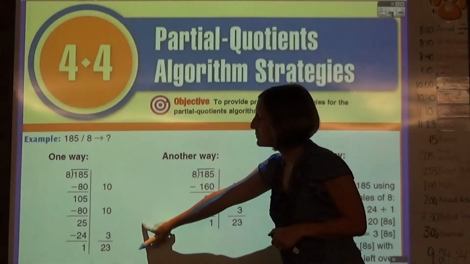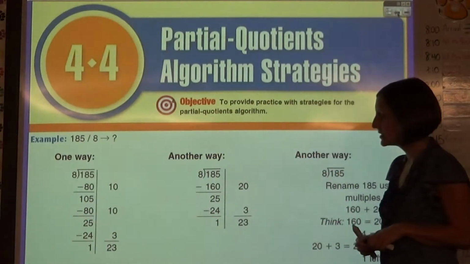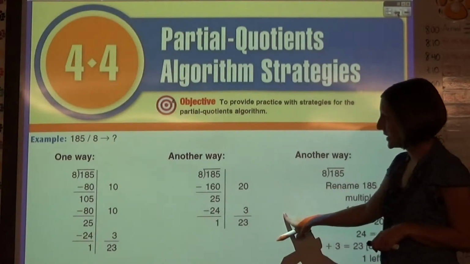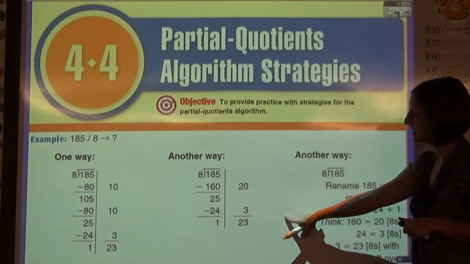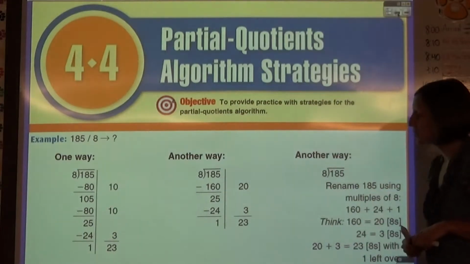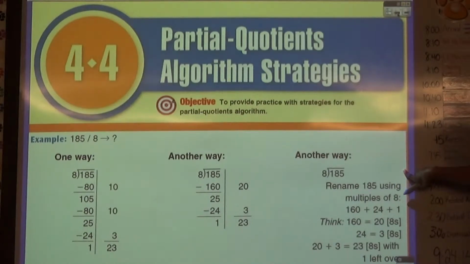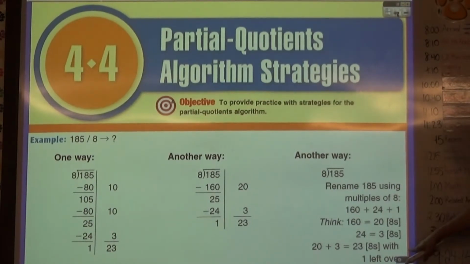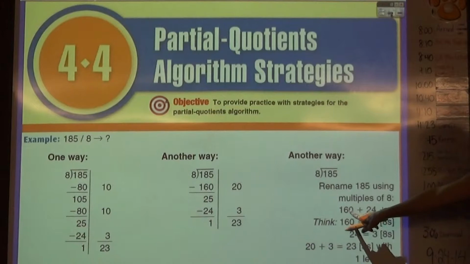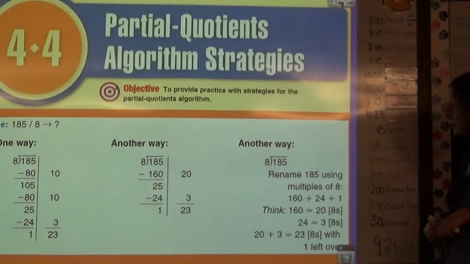And there are some examples here of dividing 185 divided by 8. You can see that there are multiple ways to divide using partial quotients, but your answer should be the same. The answer in each problem is 23, remainder 1. Another way is using our friendly numbers. And you can see here that they broke down 185 into some friendly parts to get the same answer.